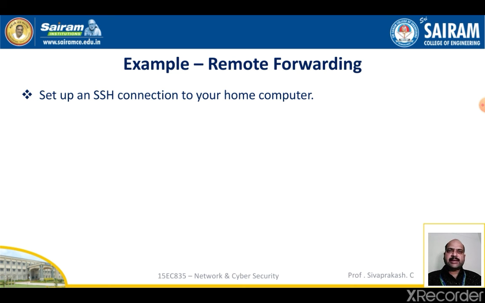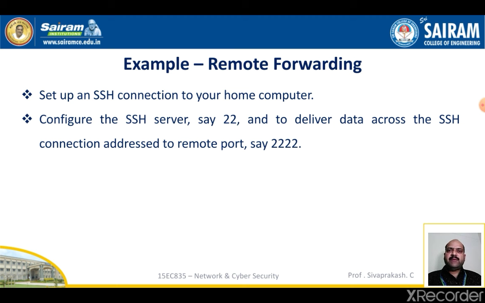For example, you wish to access a server at work from your home computer. Because the work server is behind a firewall, it will not accept an SSH request from your home computer. However, from work you can set up an SSH tunnel using remote forwarding by involving the following steps. From the work computer, we need to set up an SSH connection to your home computer. Then the firewall will allow this because it is a protected outgoing connection.